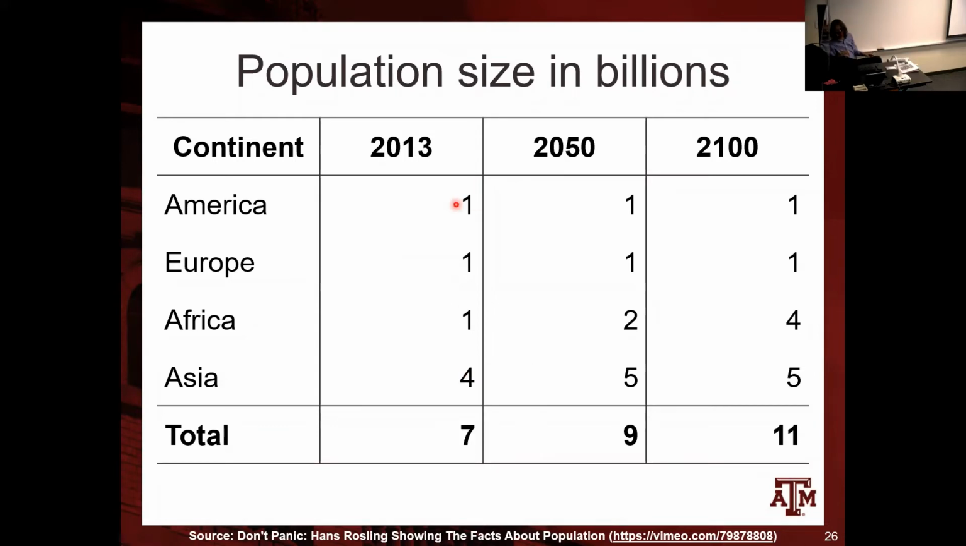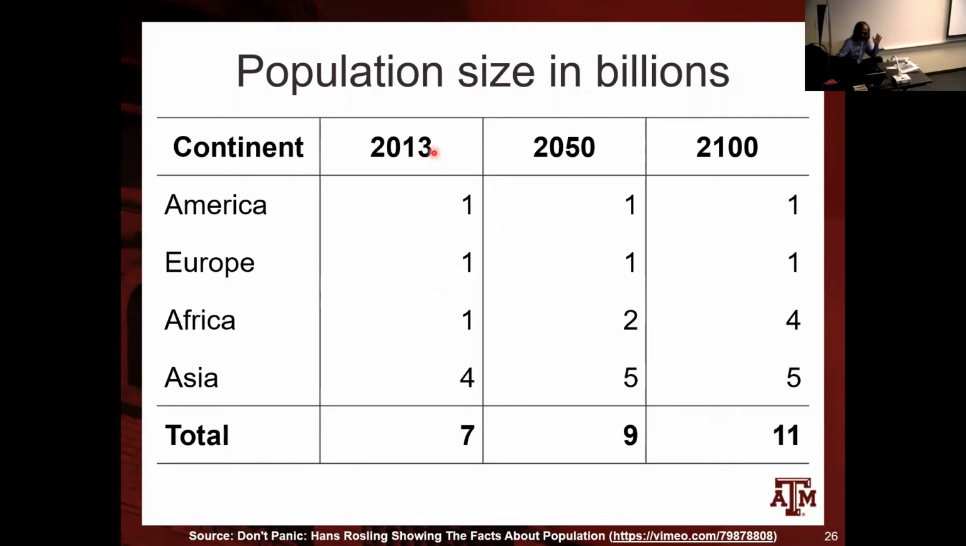By 2013, which is the year that he is showing in his presentation, the American continent, like whenever I talk here about America, I'm talking about the American continent. It's North America, Central America, South America. I never refer to America as only the United States. So population of Europe, 1 billion. Population of Africa, 1 billion, and Asia, 4 billion. So around 7 billion people in 2013.